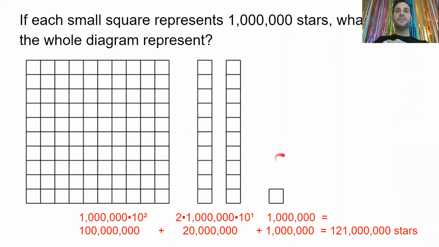Well, if this is 1,000,000 stars, then this is 20 million stars, and this would be 100 million stars. So altogether, this would be 121 million stars.